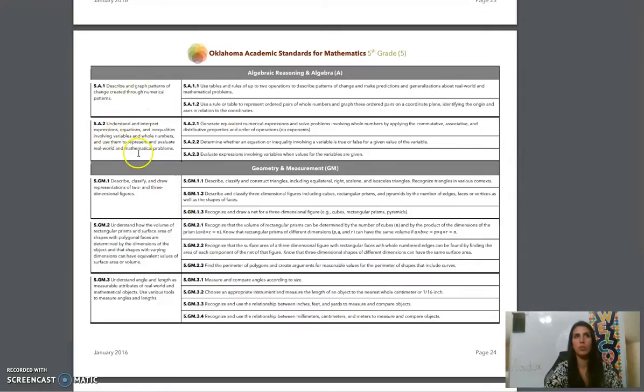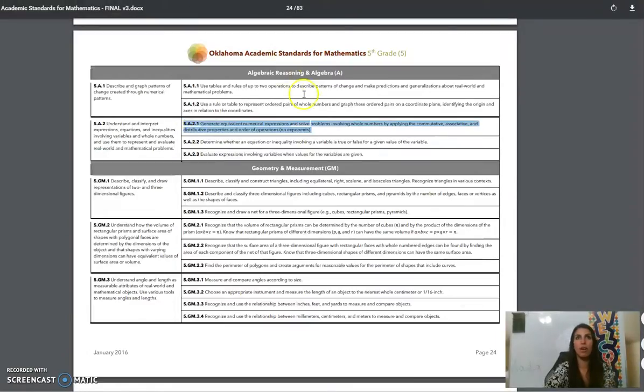Understand and interpret expressions, equations, and inequalities involving variables and whole numbers, and use them to represent and evaluate real-world and mathematical problems. So I know that's a lot of words, a lot of verbiage there, but basically just know this is where we're going to start, and then we're going to build on this. And this category is actually broken down into 3. And so I'm going to start here with Jacob when we meet next week at the library.